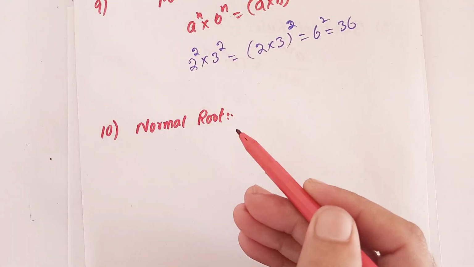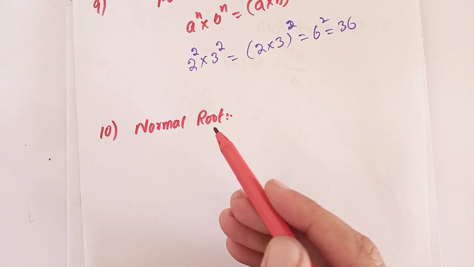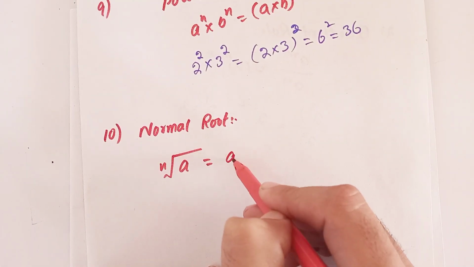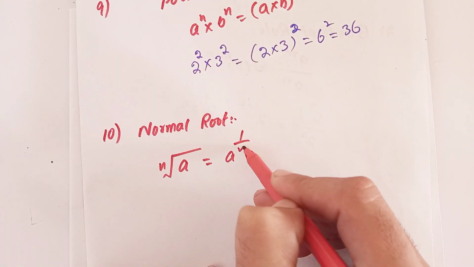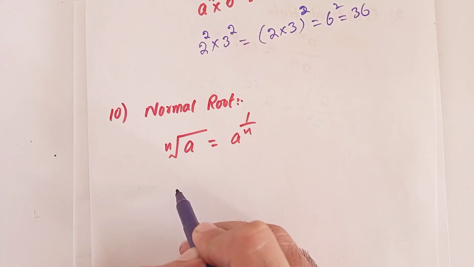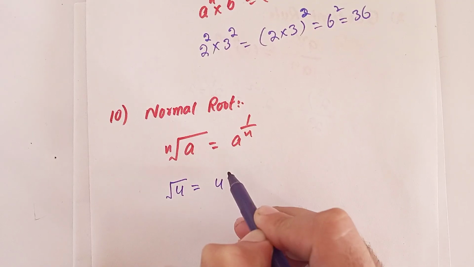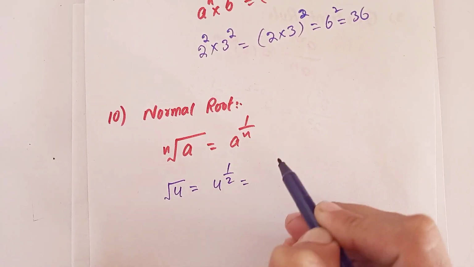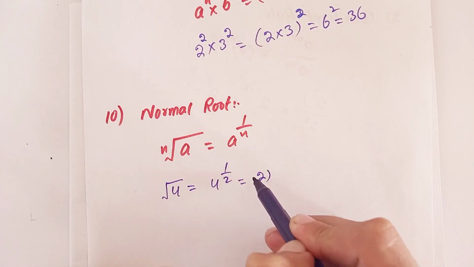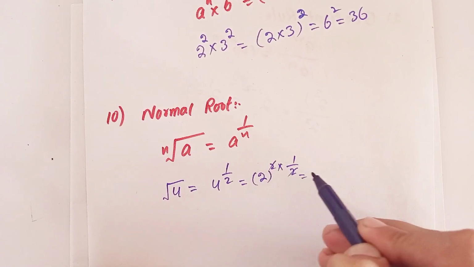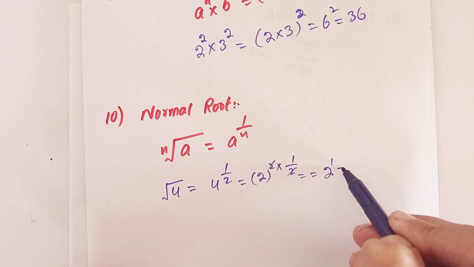10th, nth root. Nth root states that the nth root of a is equal to a raised to the power 1 over n. For example, the square root of 4 is equal to 4 raised to the power 1 over 2, which is equal to 2 raised to the power 2 multiplied by 1 over 2. So cancel the 2 with 2, which is equal to 2 raised to the power 1, which is equal to 2.